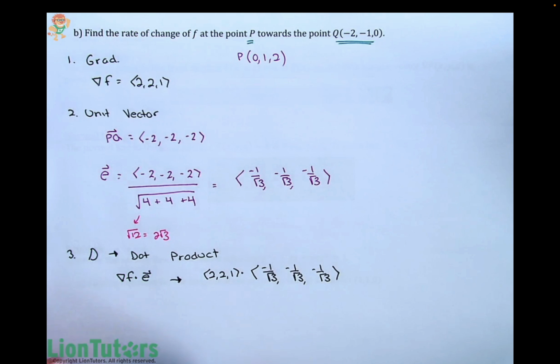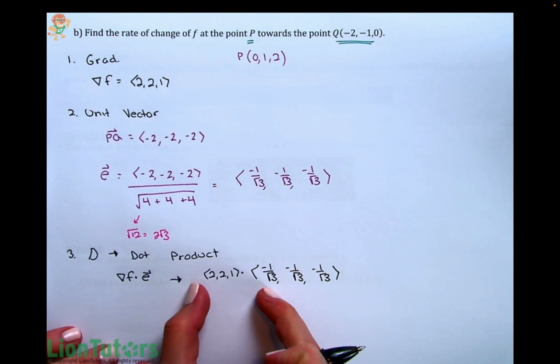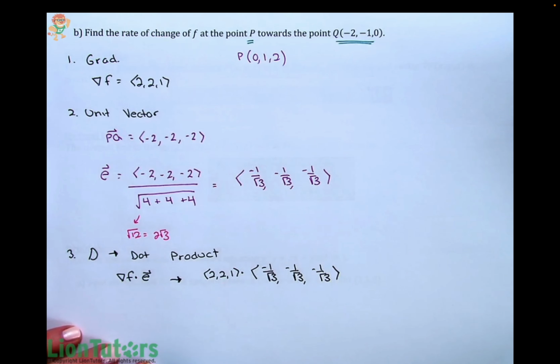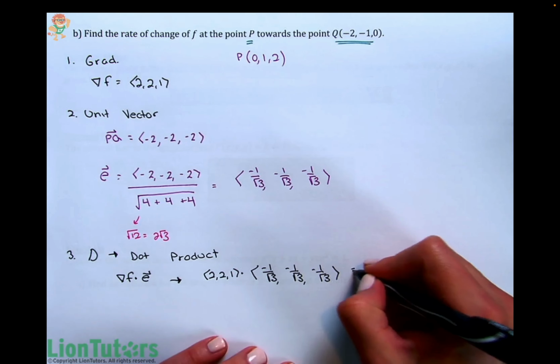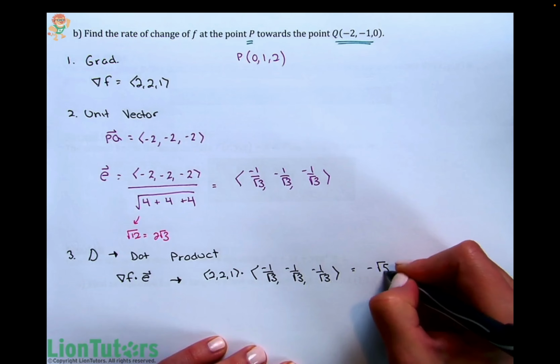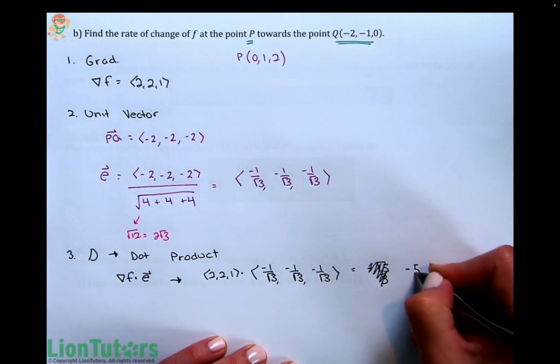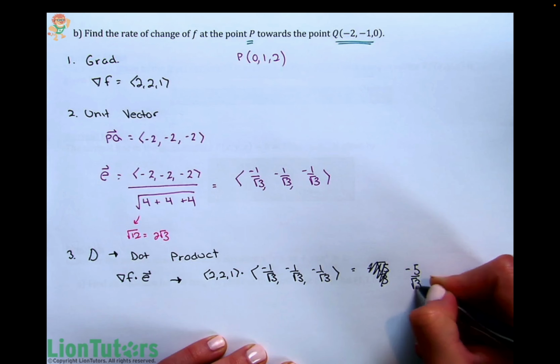And when we compute that dot product, that's going to give us -2 over root 3, -2 over root 3, so that's -4 over root 3, -5 over root 3 overall. -5 over root 3.